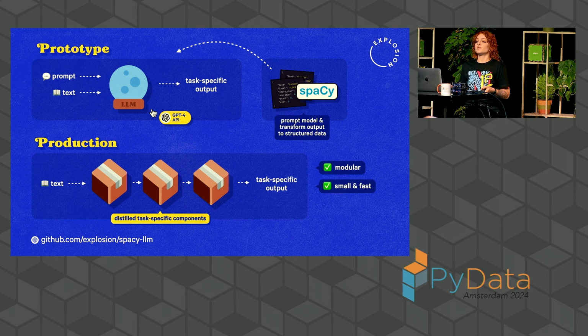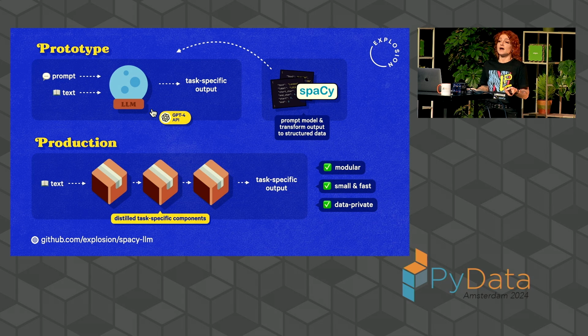You also end up with components that are really small and fast. I'll show you some examples of that later in the talk. Because they're small and fast, you can run them in-house, you can run them yourself. Sometimes you don't even really need fancy GPUs for them, so it allows you to really keep your data fully private and under your control.